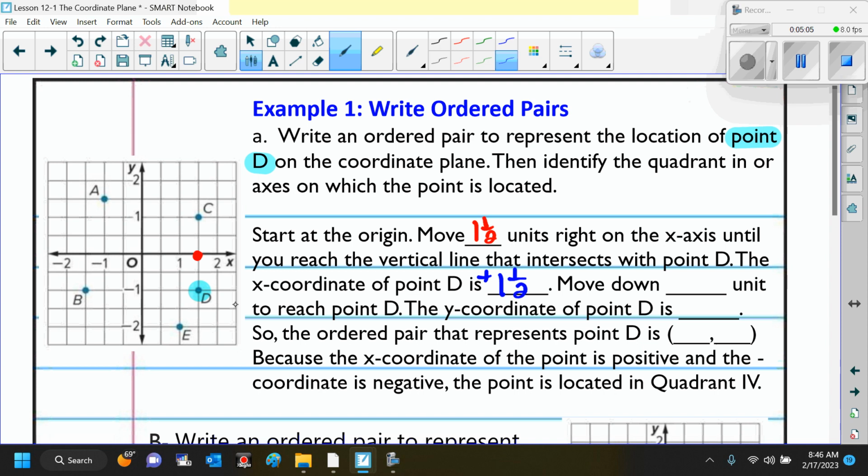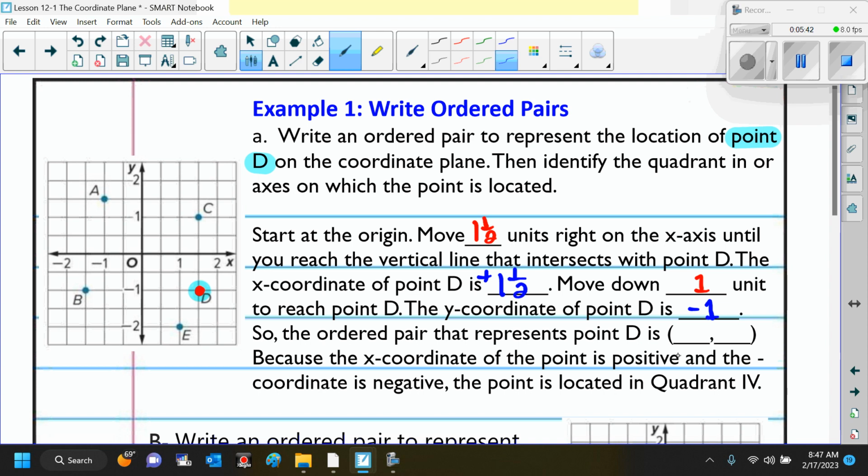Then we want to move down to where D is. We need to figure out how many units we're moving down, and that's going to be the y-coordinate. Since we're moving down, it's going to be negative. So here, that's 1/2 and 1. There we are at D. We moved down 1 unit, and because we moved down, it's negative. So the y-coordinate for point D is -1.